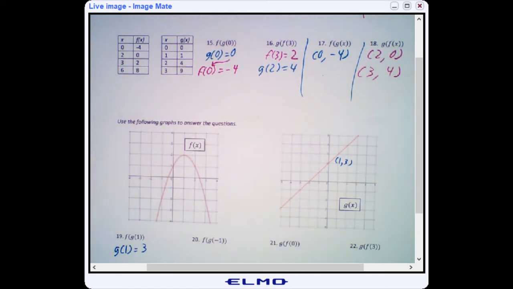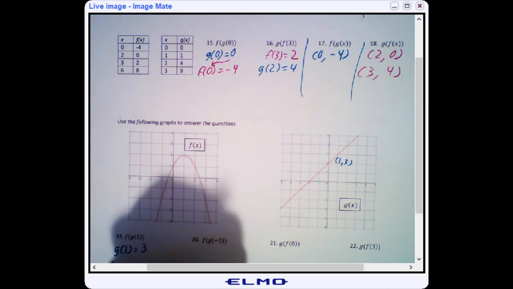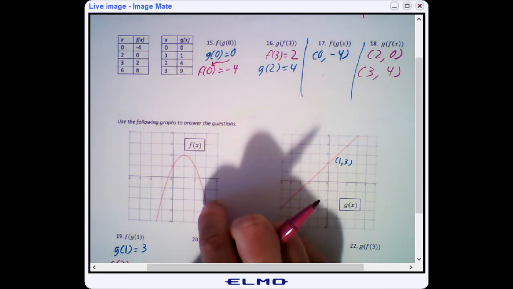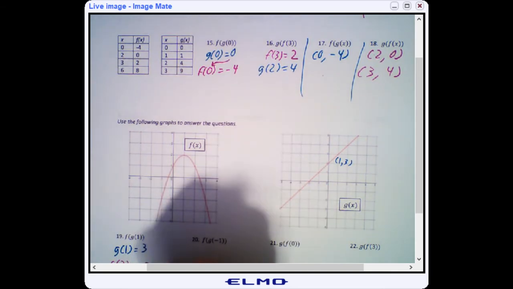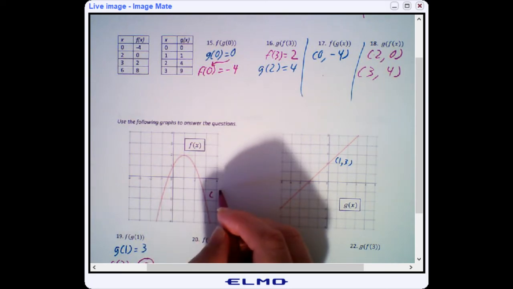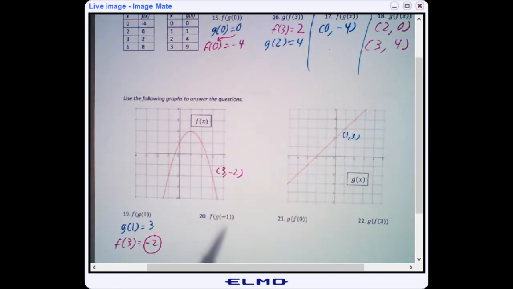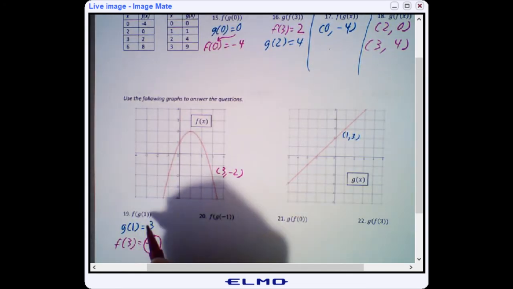That output now becomes my next input. So I'm going to do f of 3. I'm going to find 3 on my x-axis on the f, and then find the y value, which is -2. So the answer here would be -2. f of g of 1 is -2.